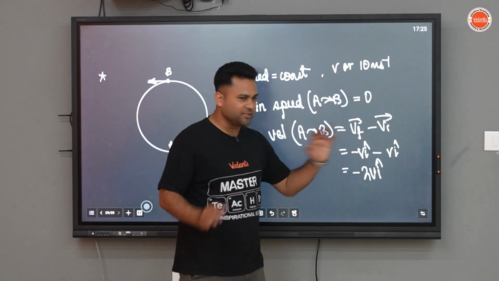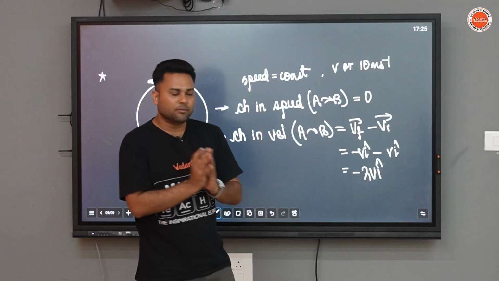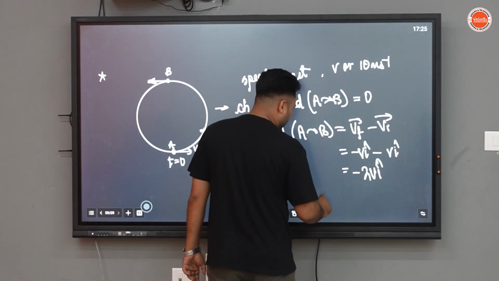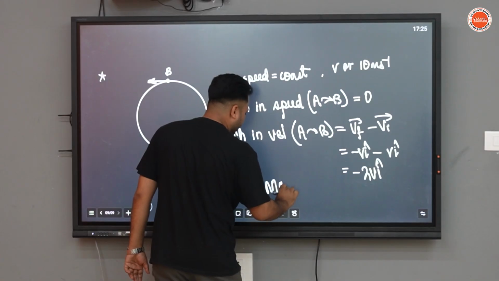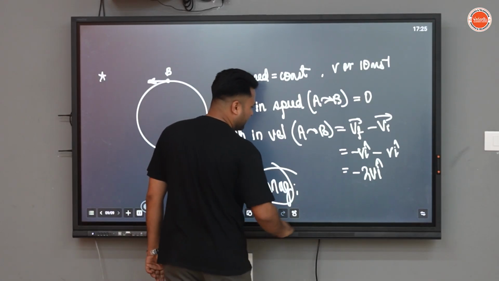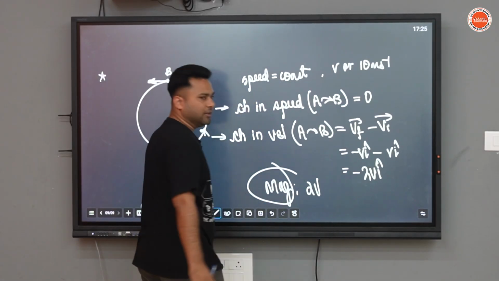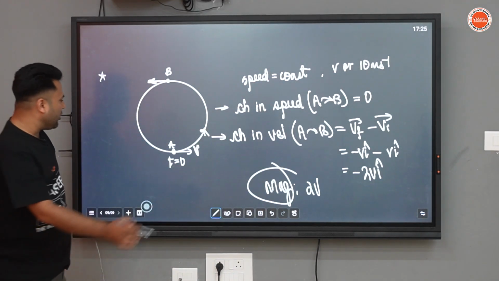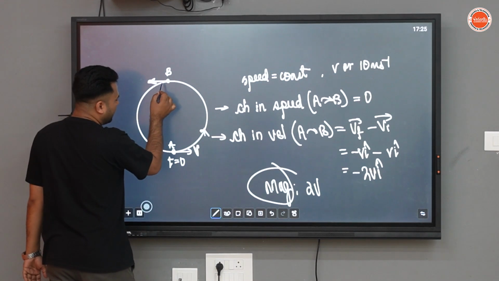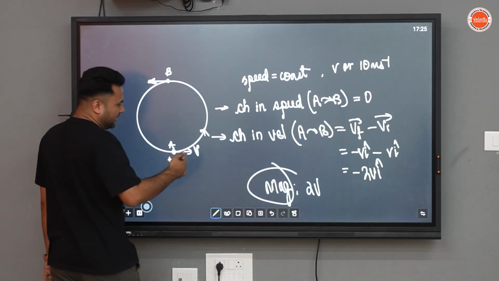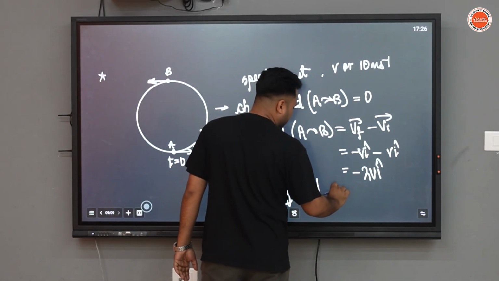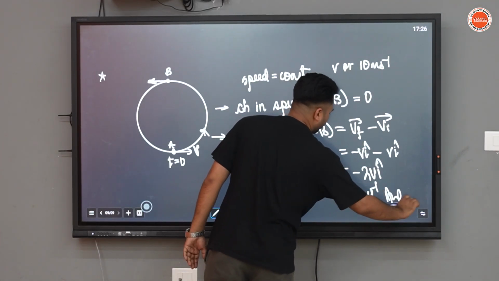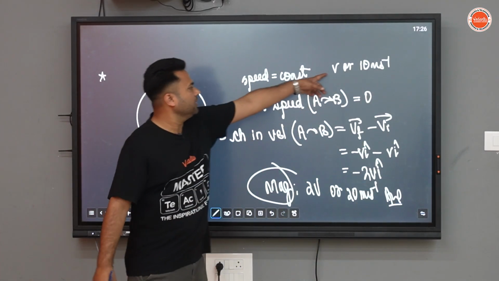Now minus i cap is just telling the direction. If they ask what is the value, how much the velocity is changing, they are asking the magnitude. So it will be 2V. If in the question they have given 10 meter per second, and the object goes from here to here, our answer will be 20 meter per second, 2V, 2 into 10.